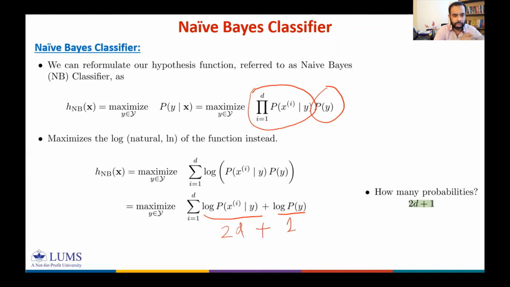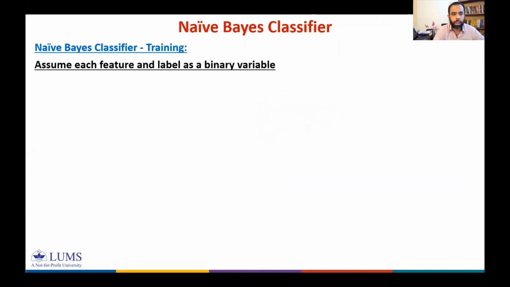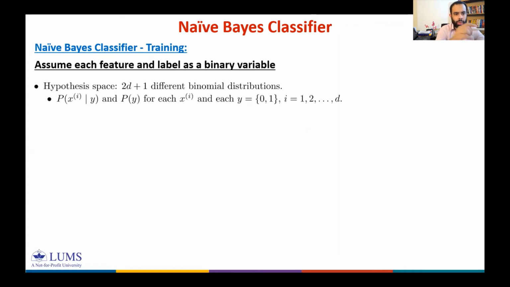Once we have this classifier, how do we train it? We assume that each feature and label is a binary variable, just to understand the concept. The hypothesis space has 2d plus 1 different binomial distributions, which we want to compute. So we want to compute the probability of the ith feature x given y, and the probability of y, for each feature and for each label. And we have d such features.